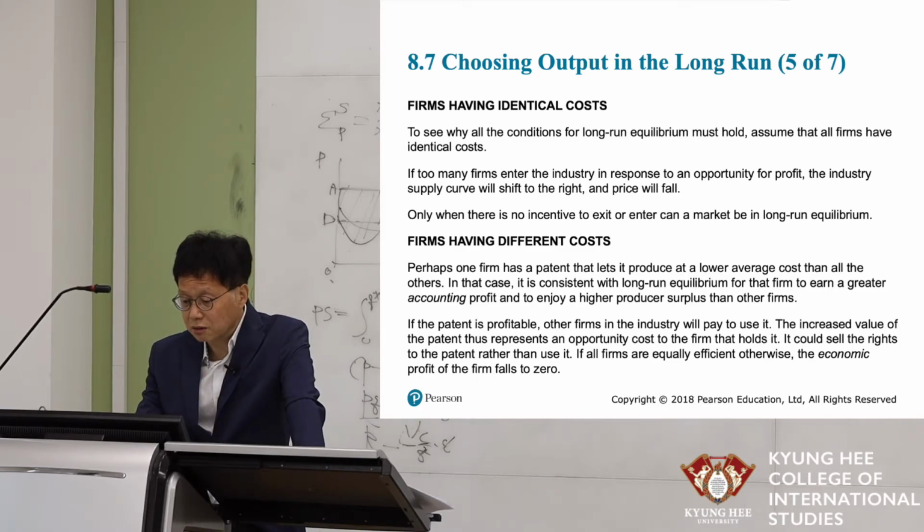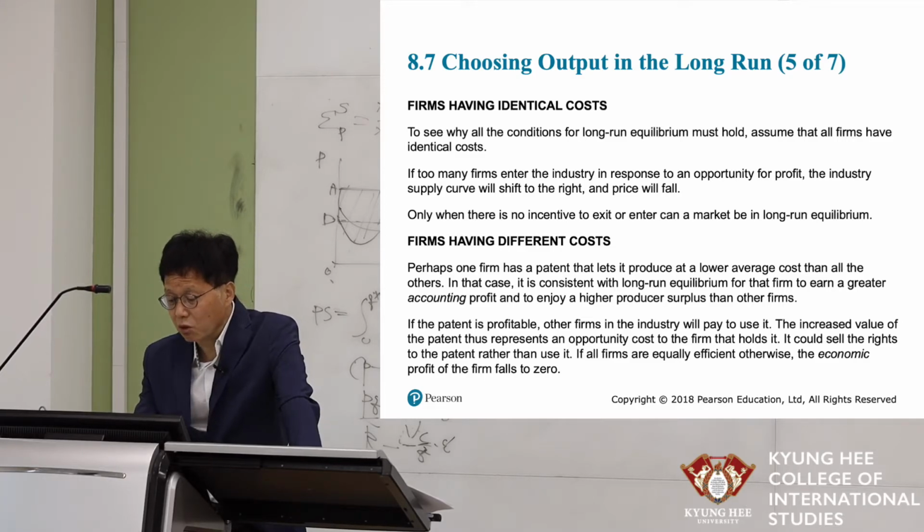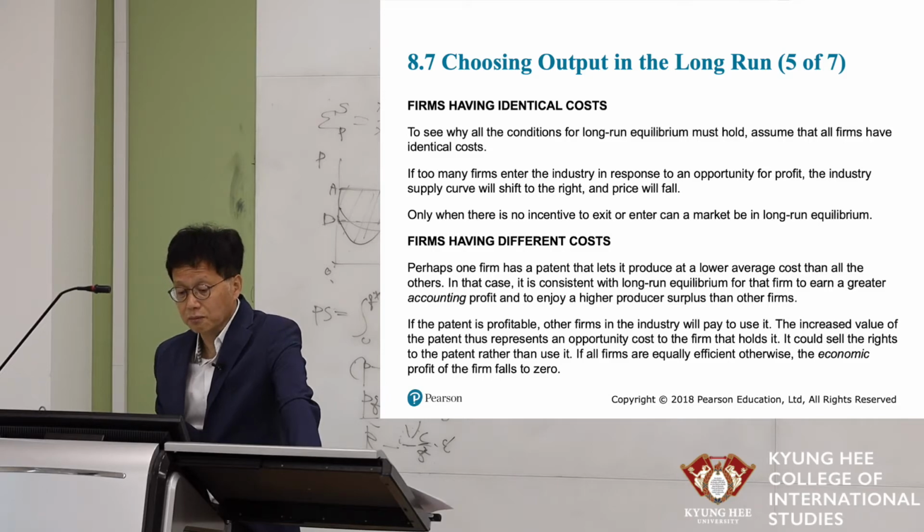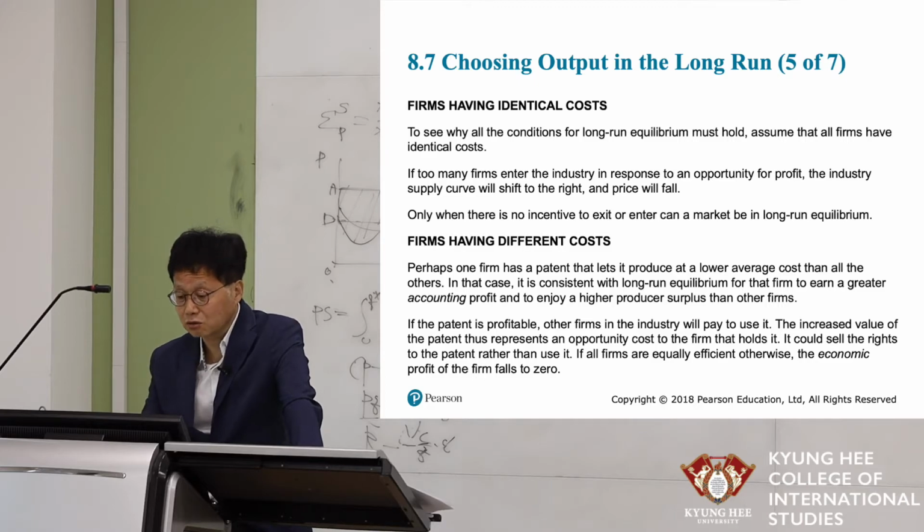Perhaps this firm has a patent that lets it produce at lower average cost than all the others. In that case, it is consistent with long-run equilibrium for that firm to earn a greater accounting profit and to enjoy higher producer surplus than other firms. If the patent is profitable, other firms in the industry will pay to use it, right? So then other firms can purchase patents to produce at cheaper costs, right? Leading group, leading company.